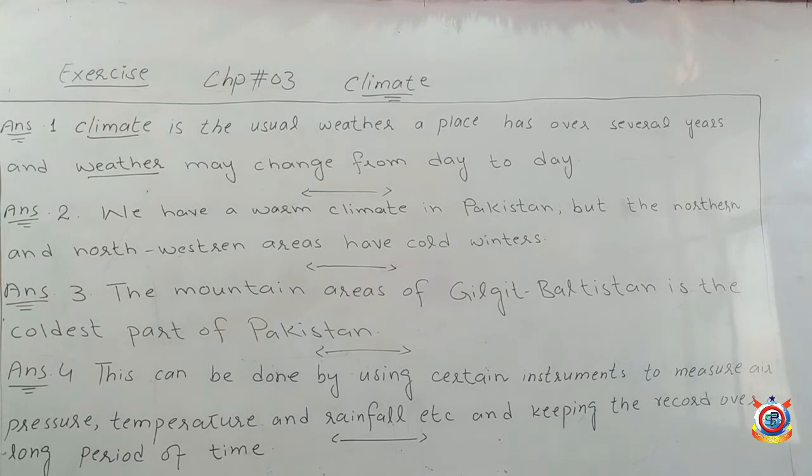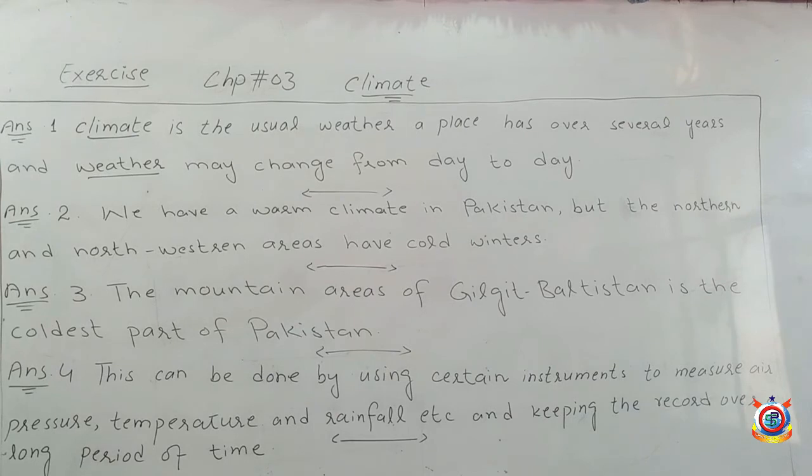Chapter number 3. These are the answers of the questions. I will repeat it for you once again. Question number 1 was, what is climate and how is it different from the weather? The answer was, climate is the usual weather a place has over several years, and weather may change from day to day. Your next question was, describe the kind of climate in your area.